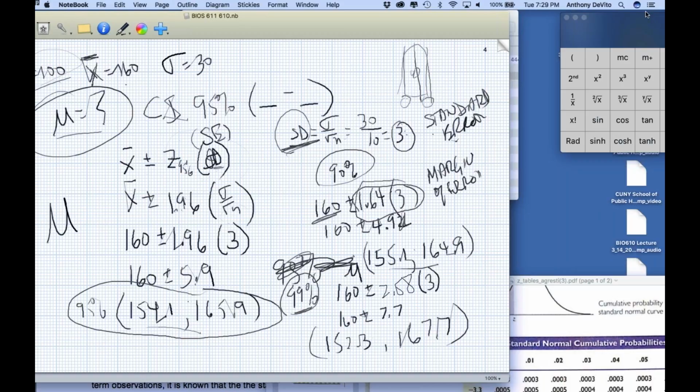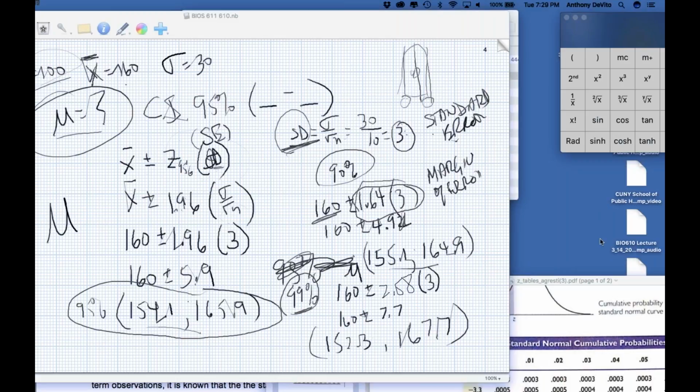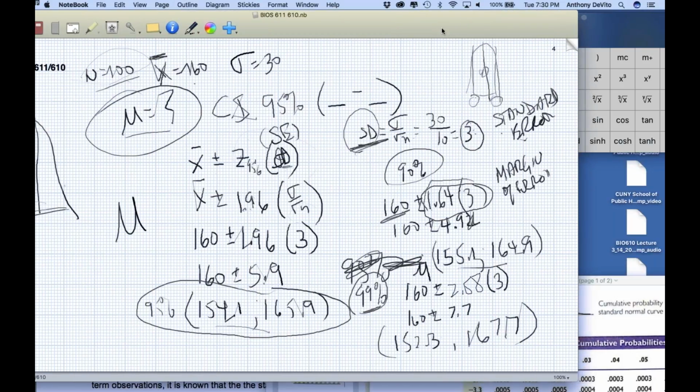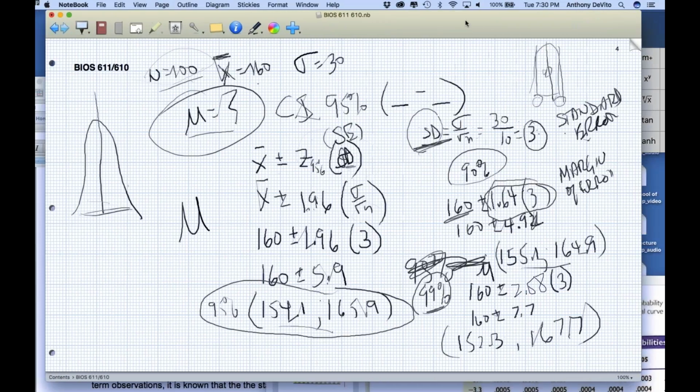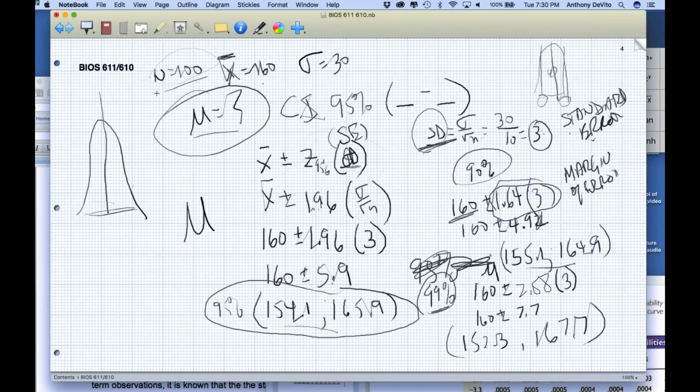Now I'm going to take a quick look. We got a question here: can you explain the wider, narrower confidence interval? Okay, basically what we're giving here is a range. If we take any sample we want, sample size of 25, sample size of 100, we are calculating a range within which we think the true population mean resides.